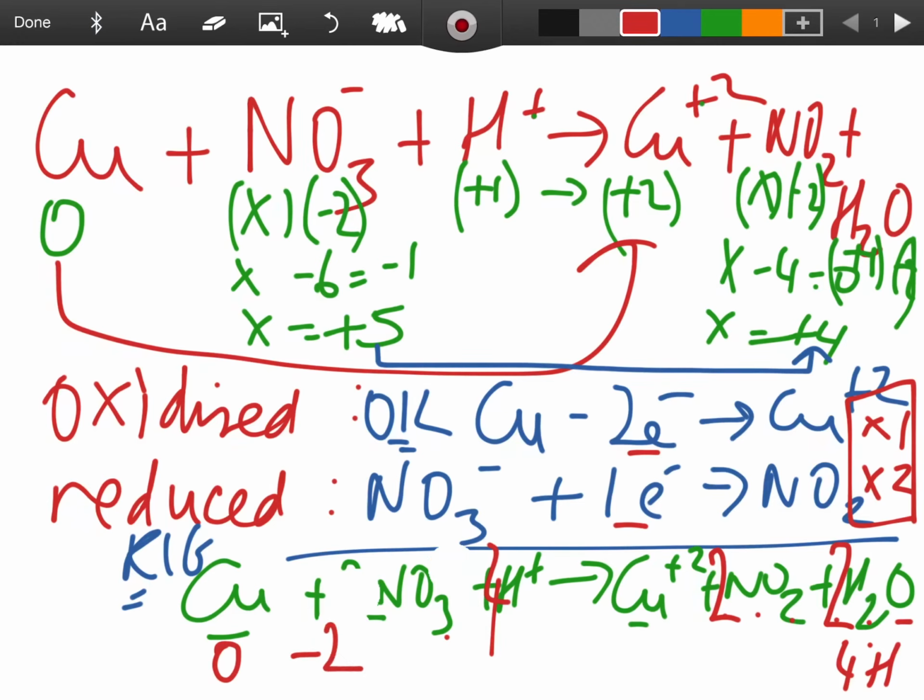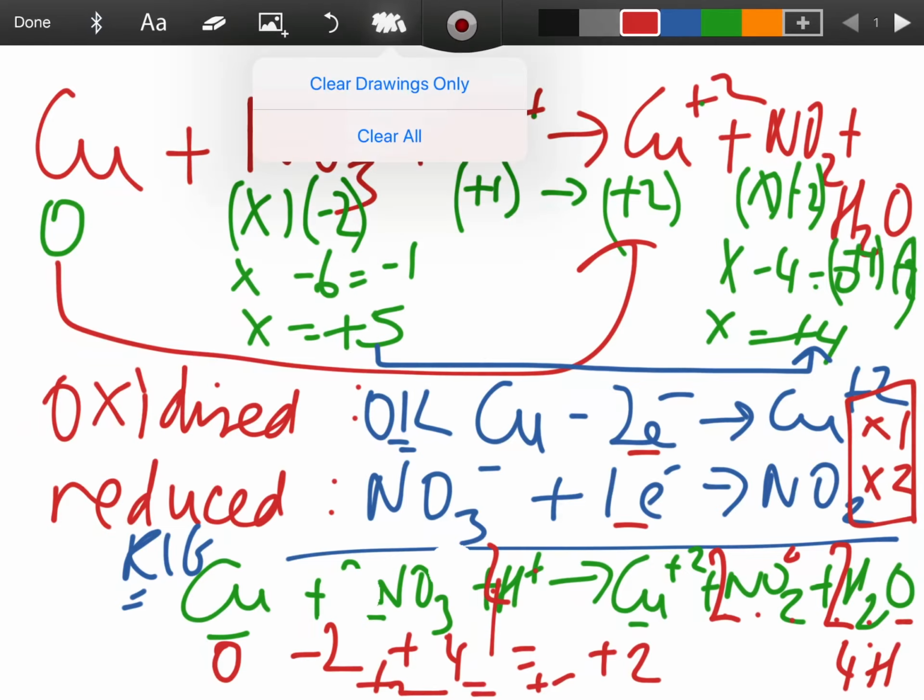Now, what's the charge on this? Oh, sorry, that's -2 because there's 2 of them. So 2 times -1 is -2. 4 times +1 is +4. And over here, I have a +2. No charge there, no charge there. So +2 equals +2. So that's perfect.